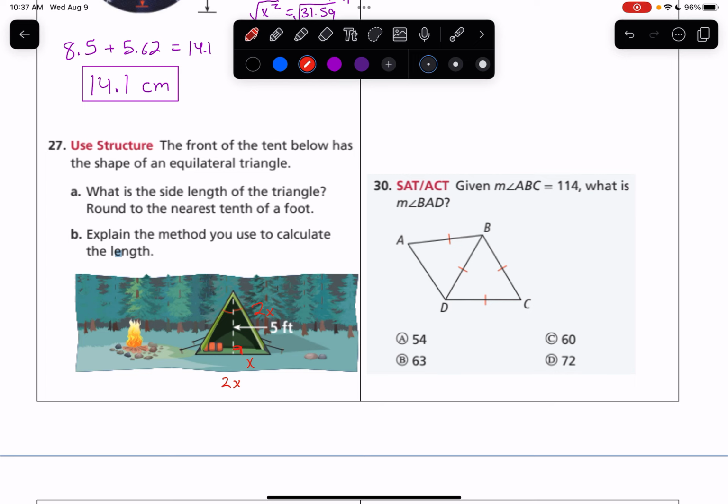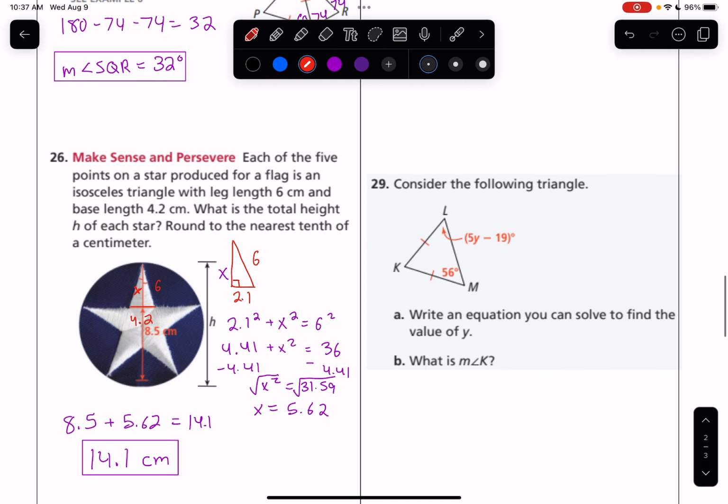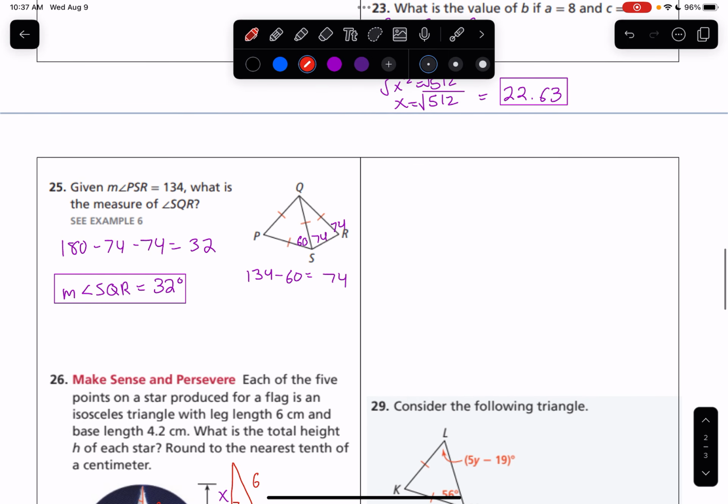So what I can do, I'll bring it up here and do my work at the top of the next page, is I can draw half this triangle. I can draw the right triangle portion of this triangle. So I've got the right triangle, and I've got x, I've got 2x, and I've got 5. So for part A, I want to use the Pythagorean theorem to solve for x.